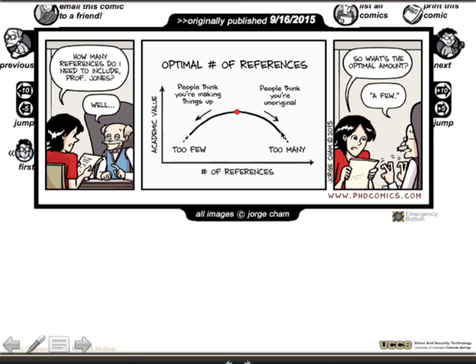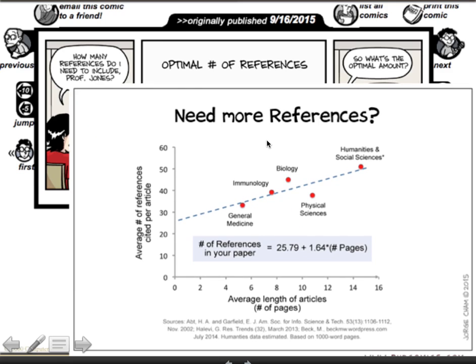The answer to how many is too few and how many is too many is very subfield dependent. In some areas of computer science, 30 references in a paper would be huge. In other areas, that would be minimal. So it's up to you to figure out what's going on in your field. To give you a sense, these are real numbers, average numbers of citations in a paper for different subareas of different fields. In medicine, the average length of an article is between 5 and 6 pages.